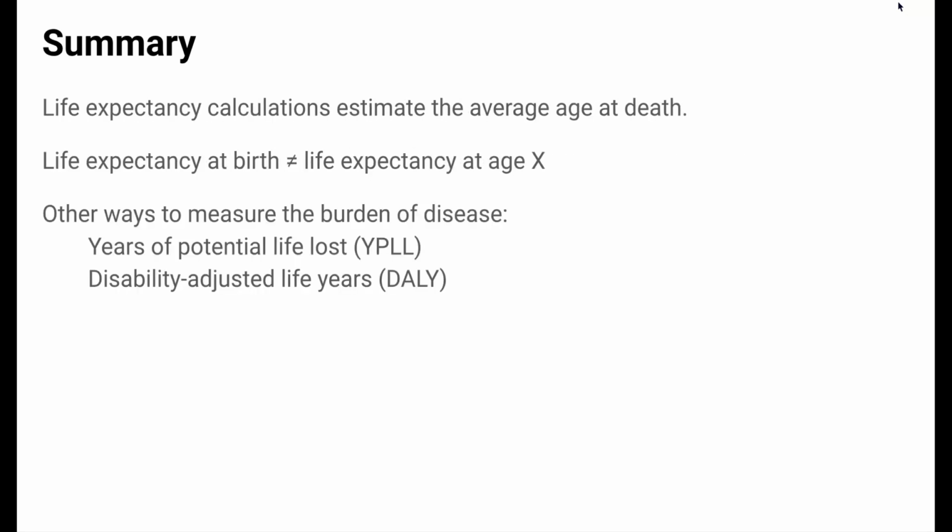In summary, we've learned about how life expectancies are calculated. We use age-specific mortality rates to estimate the age at death for all individuals in the population, and then we estimate life expectancy with the average age at death. We noted that life expectancy at birth is not the same as life expectancy at older age, and we also learned about other measures of disease burden. Years of potential life lost measures the extent of premature death. DALYs measure burden through years of life lived with illness or disability and through years of premature death.